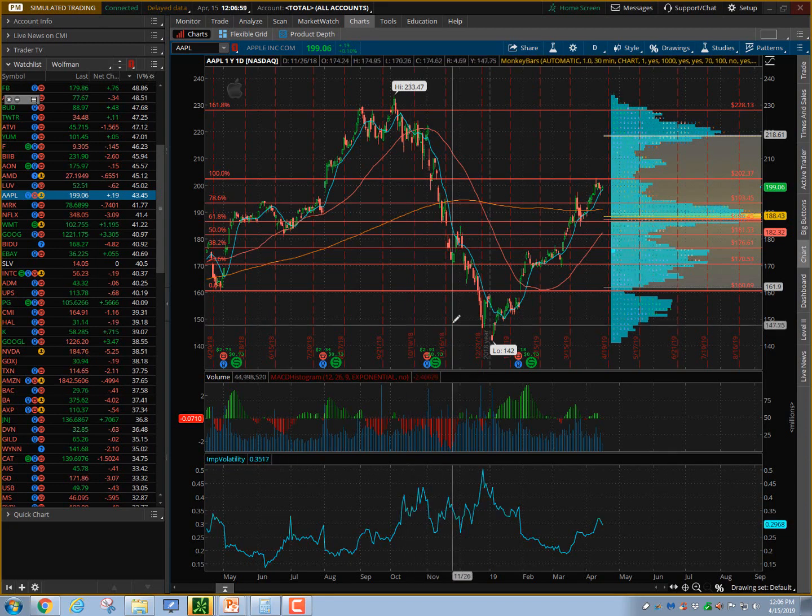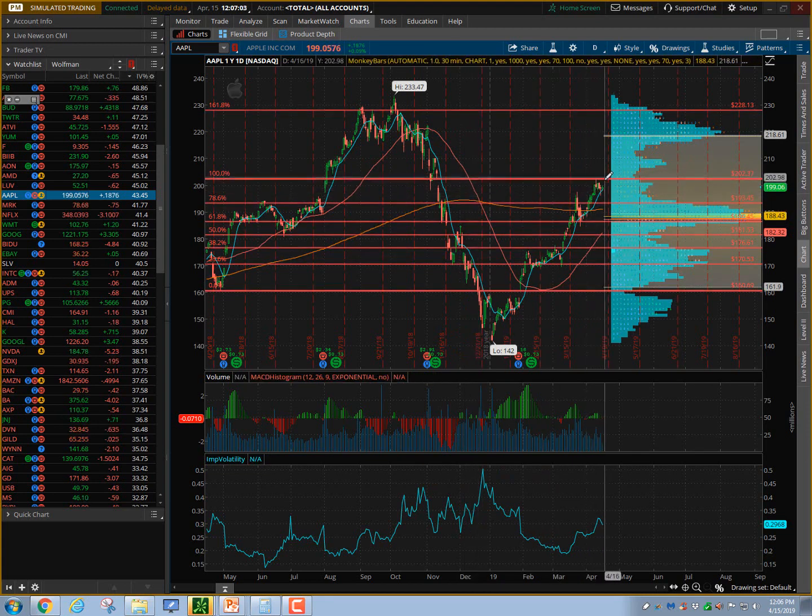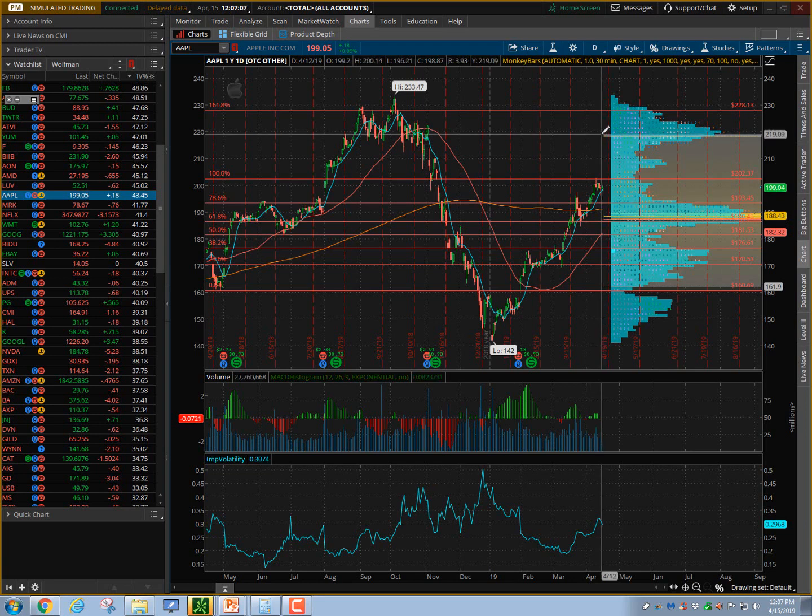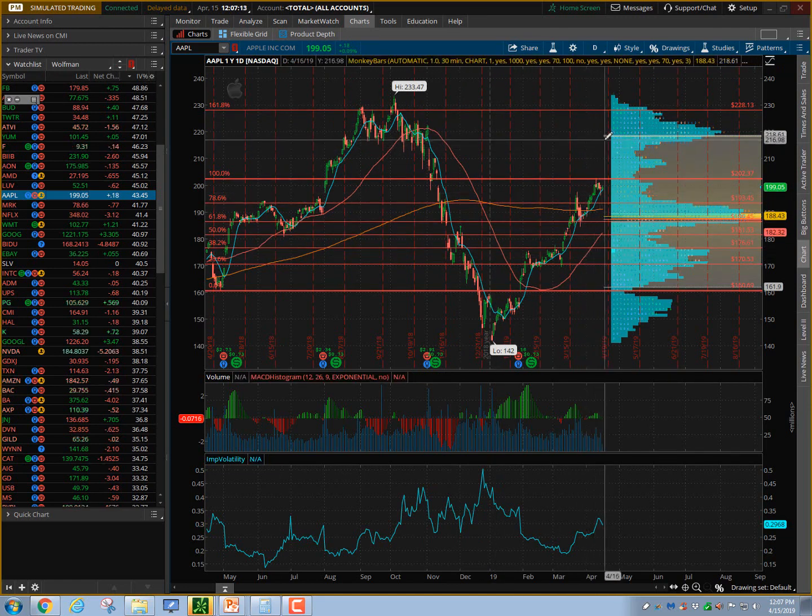So, knowing the exit. For me, I would say if I had a bullish assumption here, thinking it was going to break to here, my target would most likely be lining up with this value area high. I think it's going to vacuum up to $218.